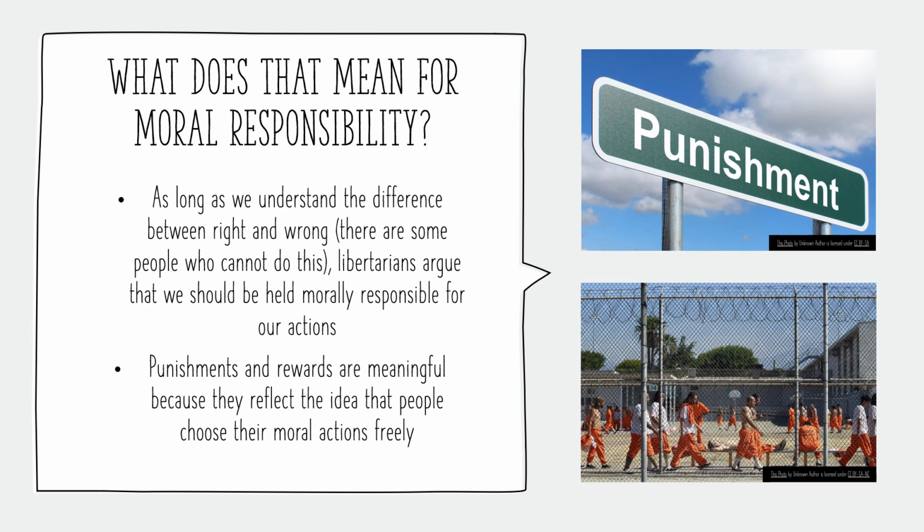And even in our legal system, when judges are figuring out what punishments to give people, all of this stuff is taken into account. So it's not as straightforward as saying we did it freely or we didn't. But within libertarianism, the idea is that if we know the difference between right and wrong, we should be held morally responsible for our actions because we chose them. So in the libertarian model, rewards and punishments mean something. They're useful because they reflect the idea that people choose their moral actions freely. We should be rewarded when we get it right, punished when we get it wrong.